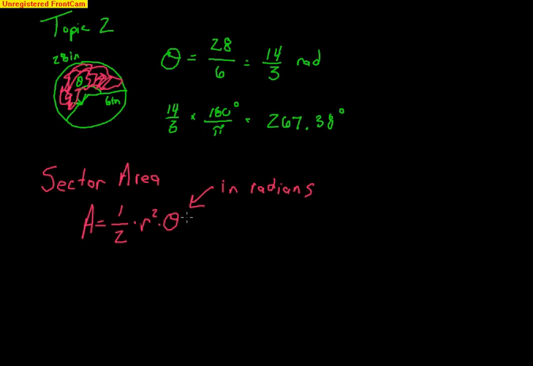So if I wanted to find the area of this sector, it would be 1/2 times 6 squared. That's the radius squared times the theta measured in radians. We already figured that out. Theta was 28/6 or 14/3 radians. So there it is right there. If I want to use my calculator, I'm going to type in 0.5 times 6 squared times, in parentheses, 14/3, and I get that the area is a nice, perfect 84.